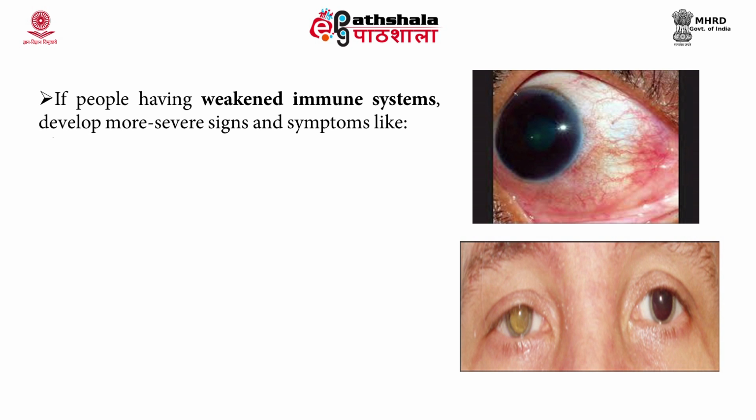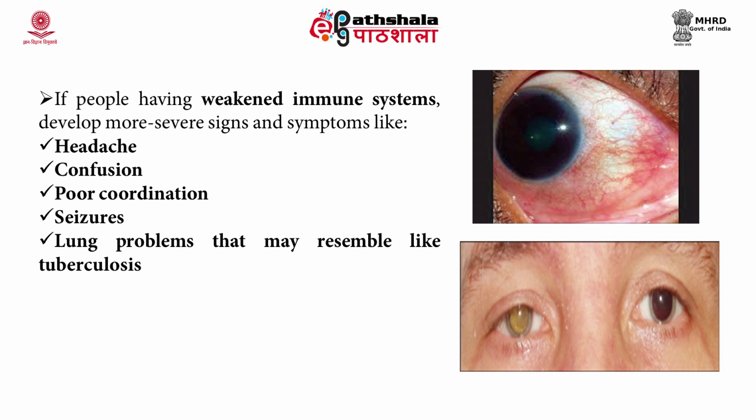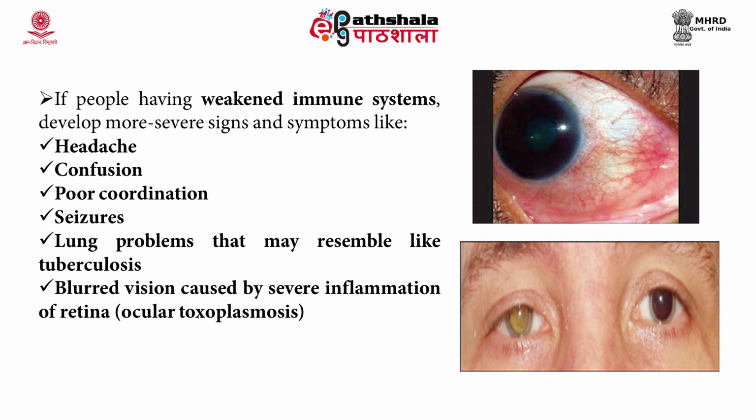People having a weakened immune system develop more severe signs and symptoms like headache, confusion, poor coordination, sneezing, lung problems that may resemble tuberculosis, and others like ocular toxoplasmosis.